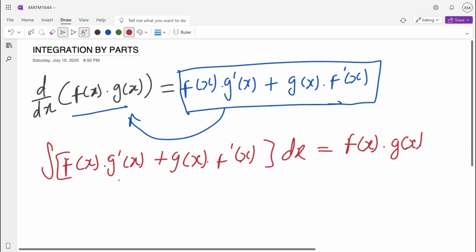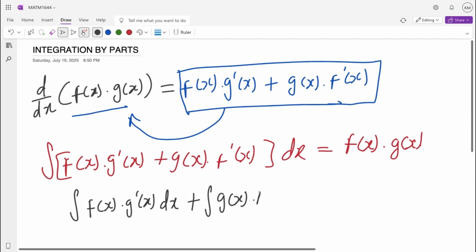Okay, so now let's try and separate these two terms, since there is a sum operation between them. Then we can simply see that we're going to have the integral of f of x times g prime of x dx, then plus the integral of g of x times f prime of x dx. Then this obviously equals the product of f of x and g of x.